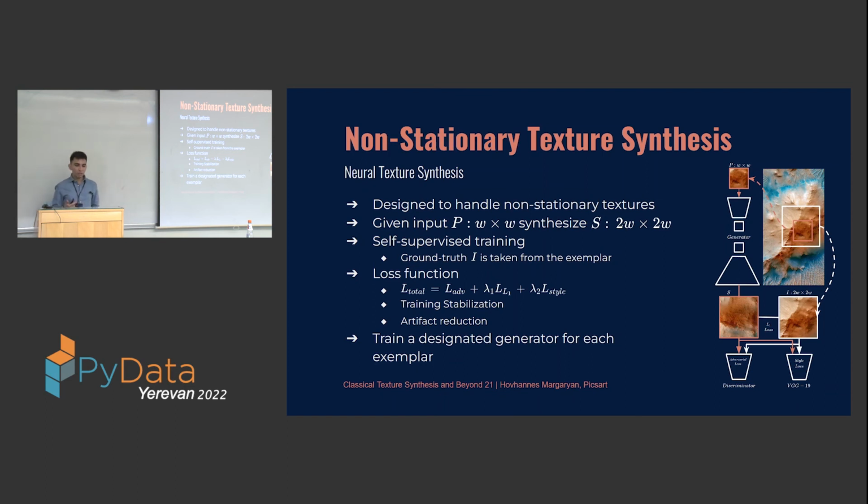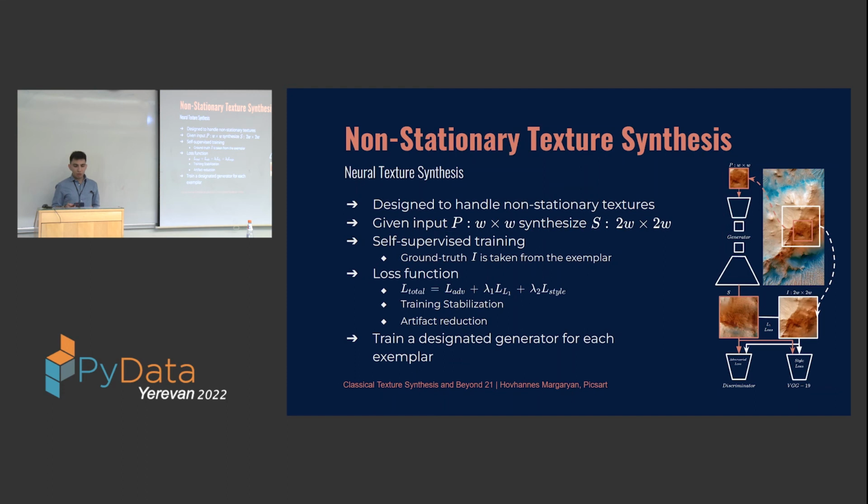The loss function comprises the adversarial loss, the L1 loss, and the style loss. The adversarial loss in this case is the main driving force, while the L1 and style losses are added to the total loss in order to stabilize the training, reduce the artifacts, and improve the visual quality of the output texture.